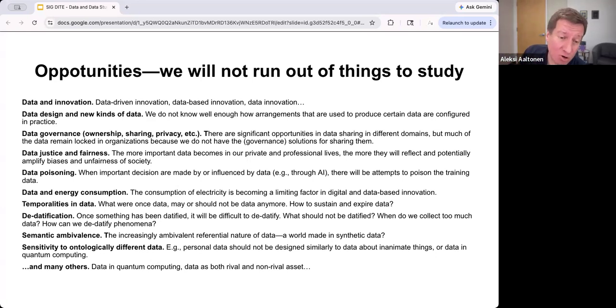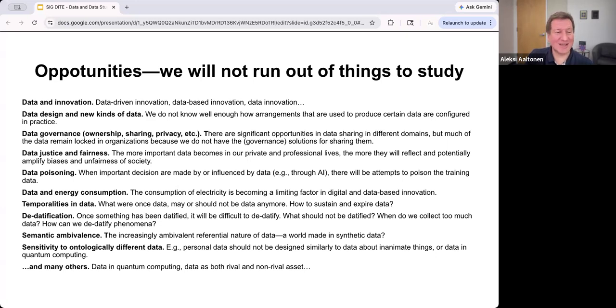When more and more things are run through AI and data, the parties will try to poison the data resources. This is already happening. Another interesting aspect is that because the data resources have become so massive, the energy consumption of data resources is starting to become a limiting factor. We have to think about the very physical resource use related to data.